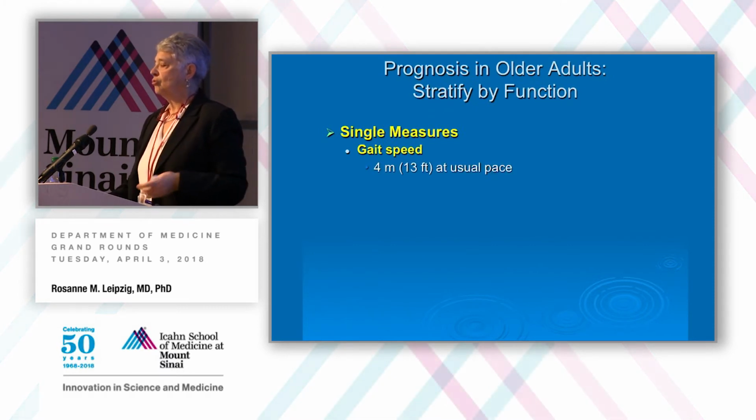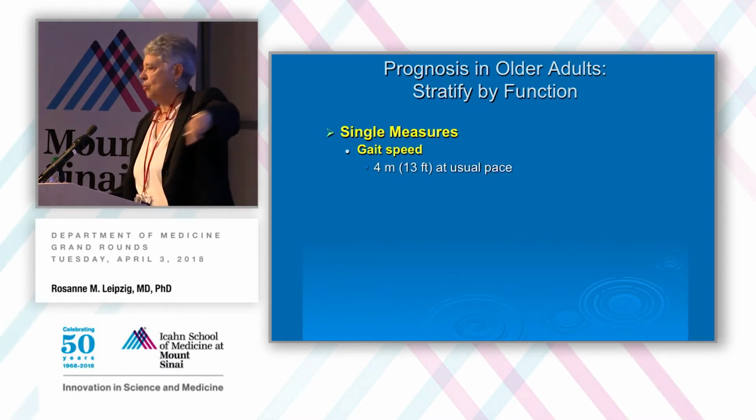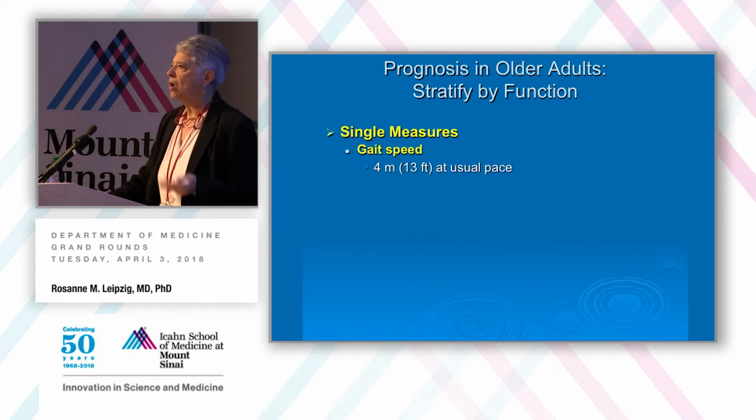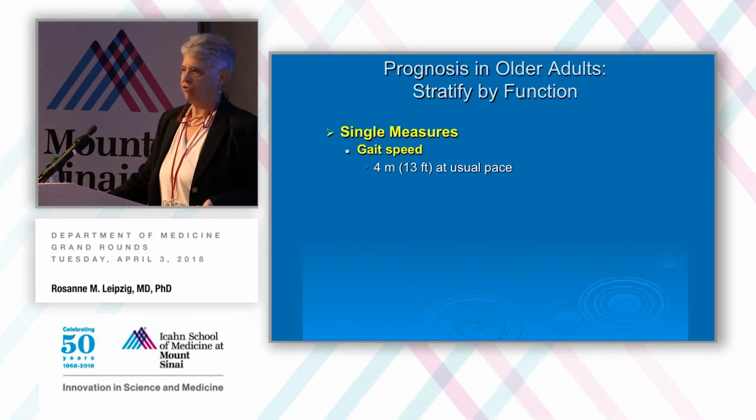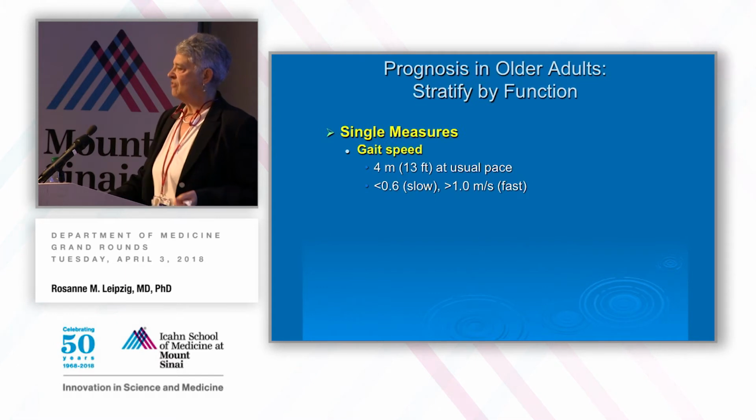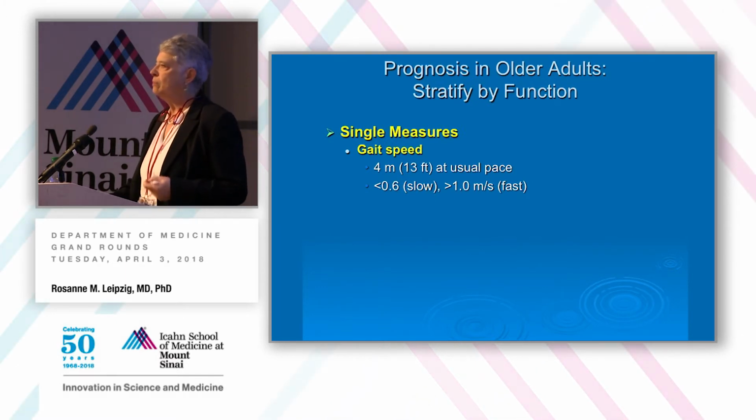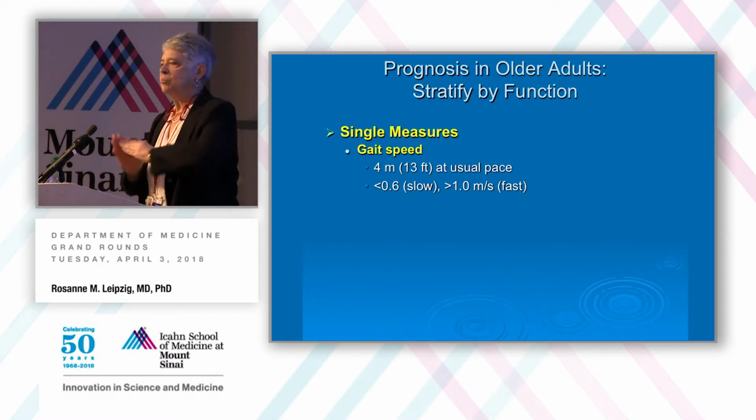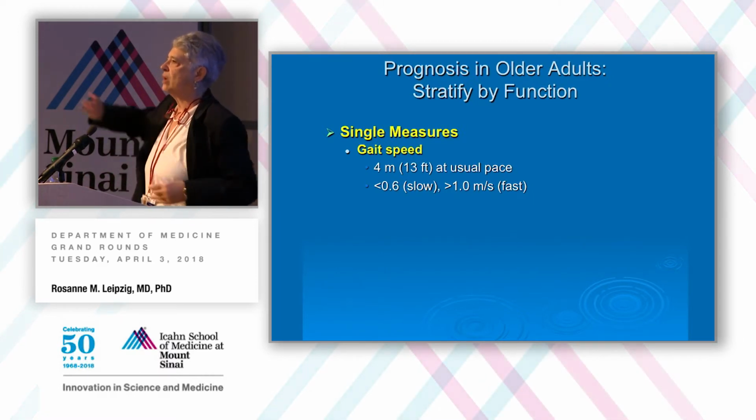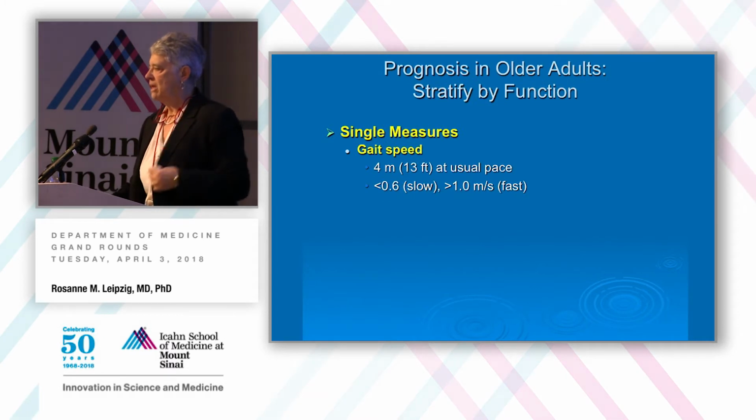So the way you do it is you mark out 13 feet or 4 meters and you tell someone to walk that at their usual pace, okay? And if it's less than 0.6 meters per second or greater than 1 meter per second, you can divide them into people who have slow gait and people who have a fast gait, okay?